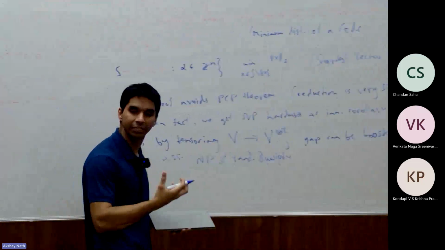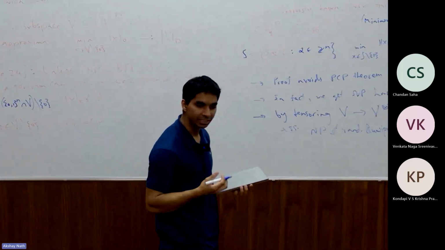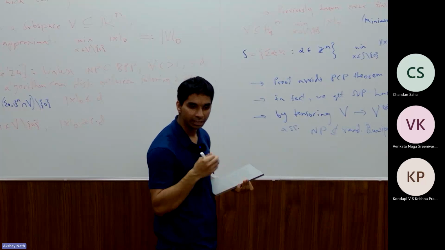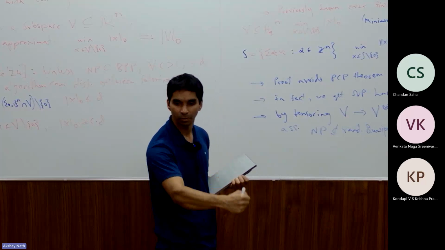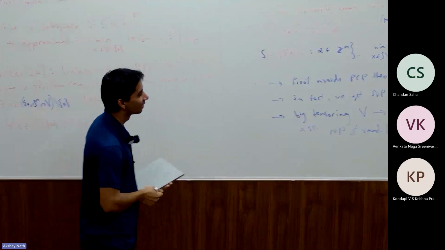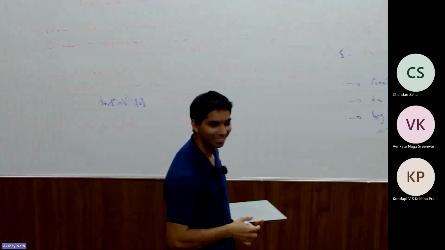That is, you have a series of constraints on this vector x, each involving constantly many variables. And your goal is to find an x that satisfies as many constraints as possible.